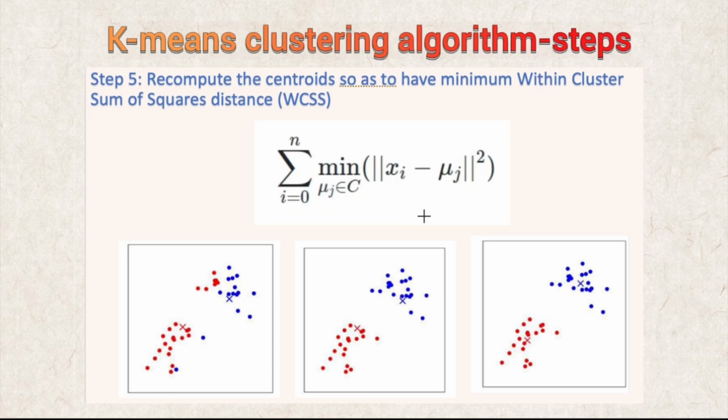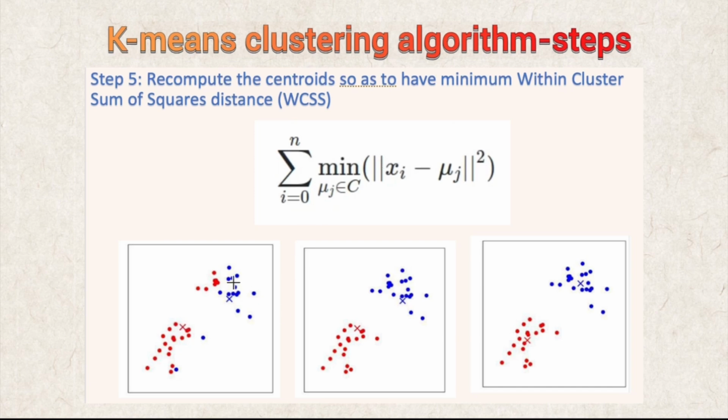Once that is done, then we have to again recompute the centroids, because we randomly selected the centroids, but we want the centroid to be at the center of each cluster. So we recompute again so as to have a minimum within cluster sum of squares distance, WCSS, which is also called inertia. And this is the mathematical formula which is used to compute WCSS. And we're going to use Sklearn library functions for computing WCSS or inertia.